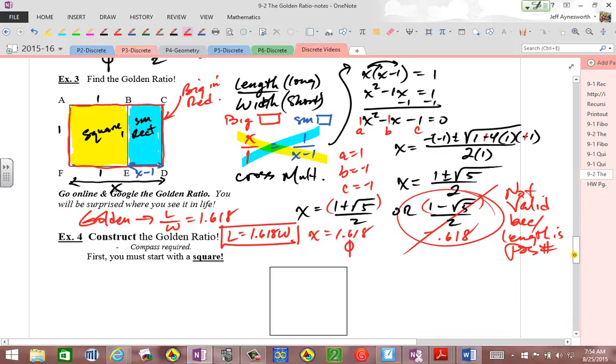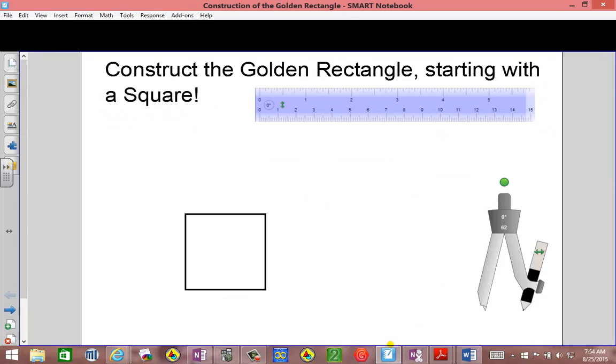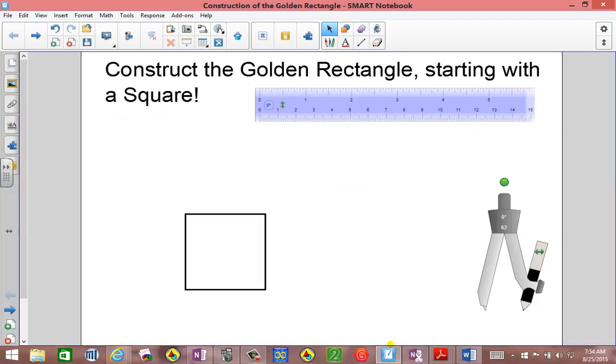Now, how do you construct the golden rectangle? Oh shoot, this is supposed to be the rectangle right here, so change that. How do you construct the golden rectangle with a compass and a straight edge? Well, believe it or not, the Greeks knew how to do it many, many years ago. So we're going to try it. This requires a compass and a straight edge, and we're going to do it the way the Greeks did it. So check this out.